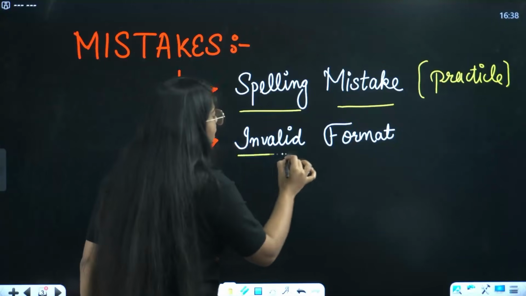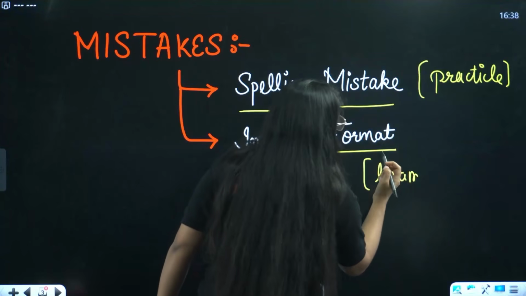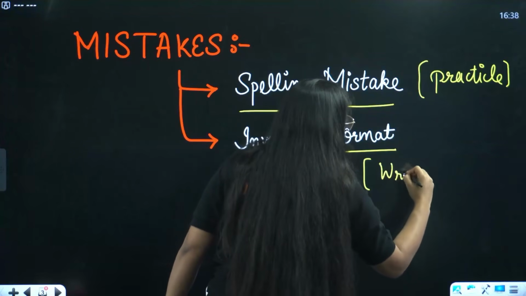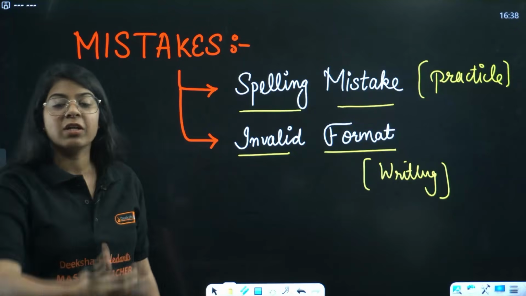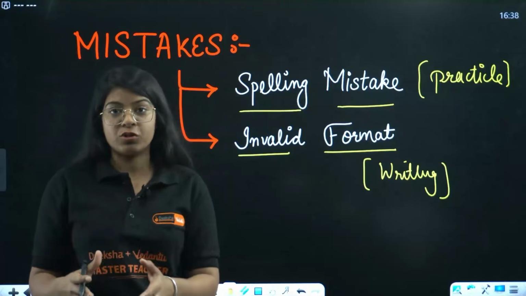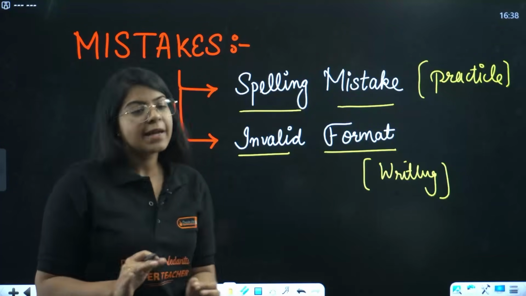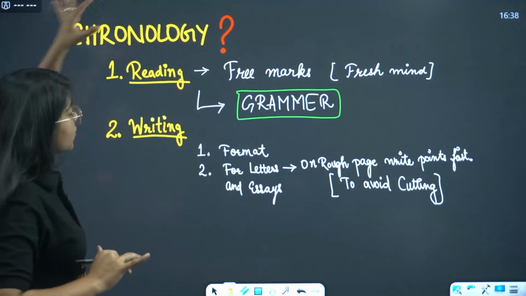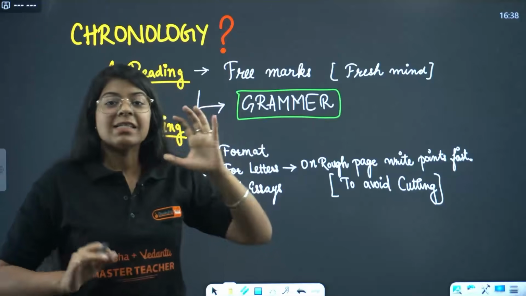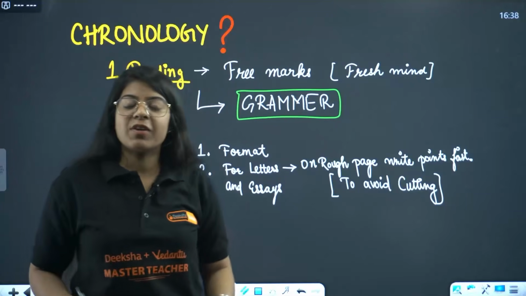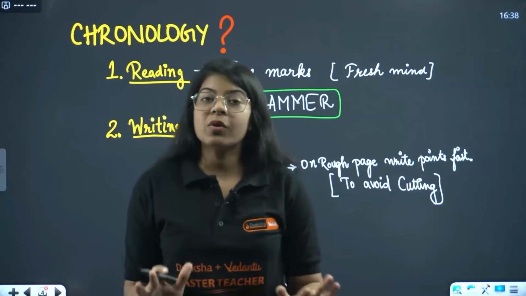And invalid format: while we are attempting the writing part, where we'll be covering essay, letters, email, advertisement, there is a proper format for those things. So follow that format in a proper way, right? Now let us see what the chronology is. First you have to attempt the reading part. These are free marks. Your mind is fresh, you have just come into the exam hall. The reading passage is unknown to you, so you can easily go through it.